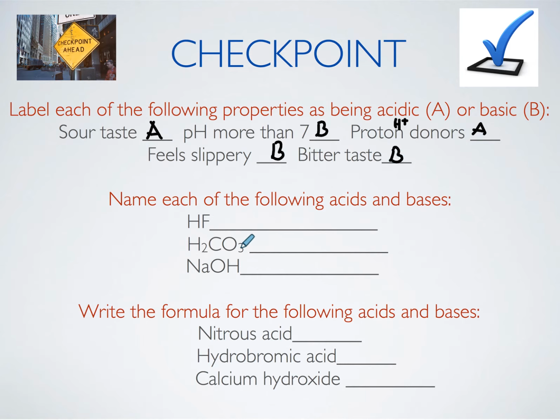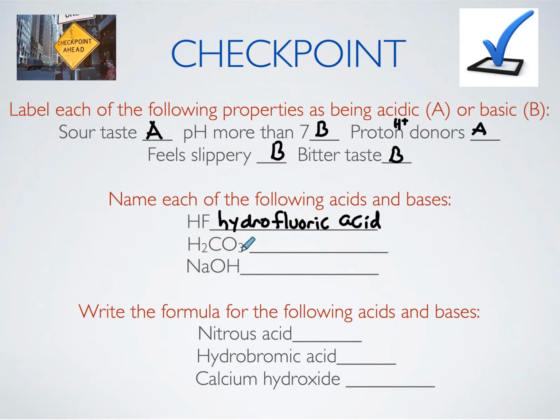All right, for naming here, we have a fluorine which is by itself, which means that we're going to have hydro out in front, so not a polyatomic. Fluorine would be fluoride in a compound, and IDE changes to IC. And then you add the word acid. So hydrofluoric acid.